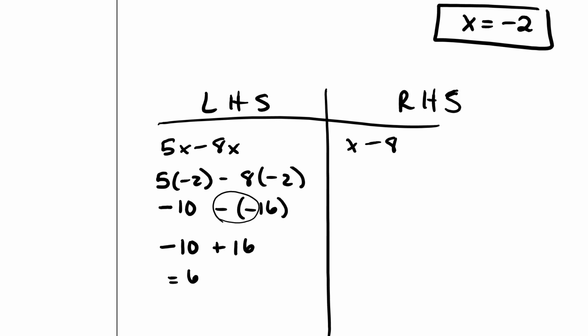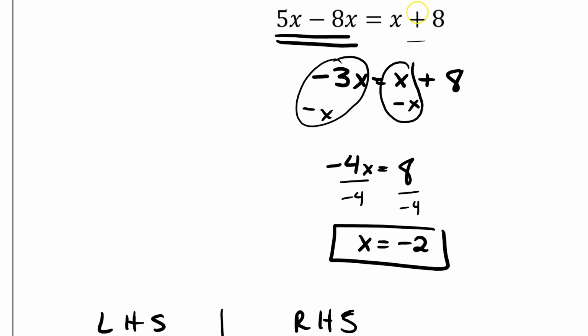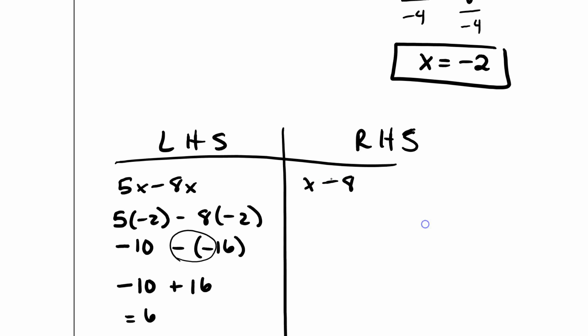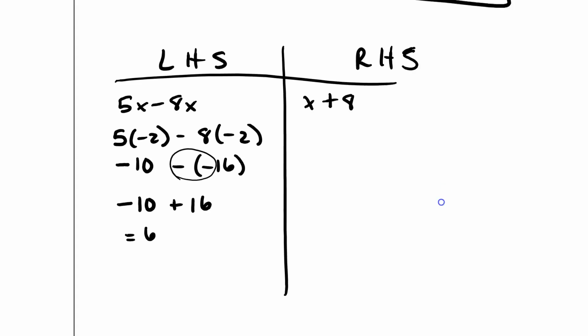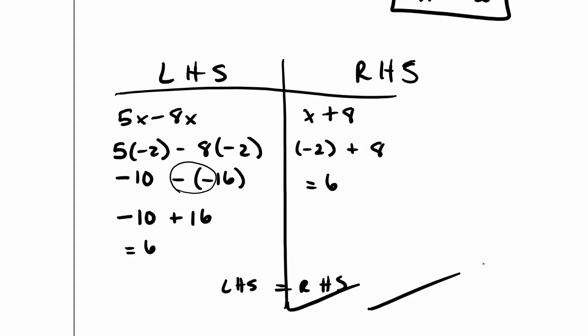Now what I want to do is make sure that this is the same as, oh wait, look at this. We have a plus, and I wrote a minus. So let's change that real quick. If I substitute in for my x, it is a negative 2 plus 8. Negative 2 plus 8 is positive 6. Left hand side equals right hand side. And we are so happy! Woot woot!